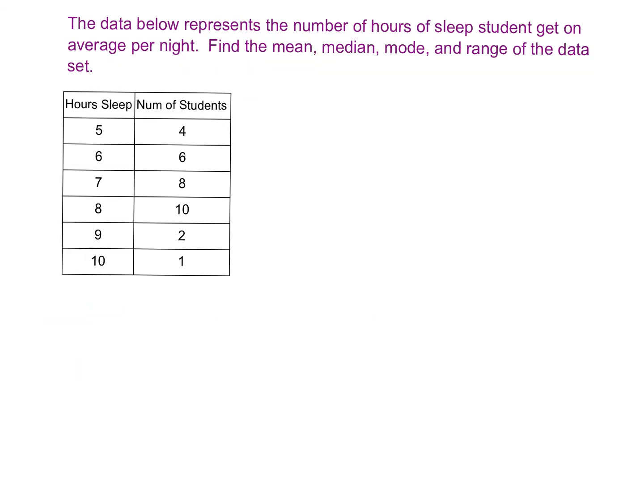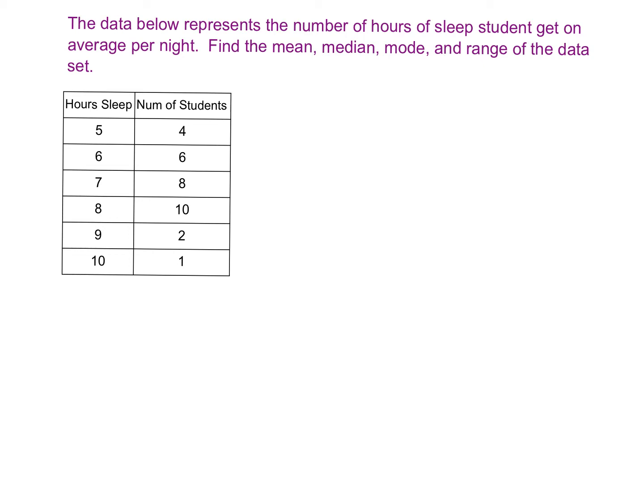So here's a different way of representing data. Here we have a frequency table that shows the hours of sleep that students could have gotten, and the number of students that received that many hours of sleep. Here we're going to find the mean, median, mode, and range of this data as well. I'm going to start off with some of the easy ones.